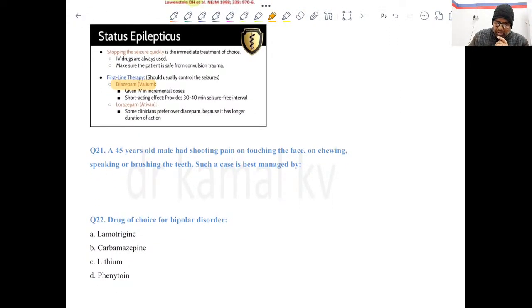Now moving forward, a male has shooting pain on touching the face, on chewing, speaking, or even brushing the teeth. Now what is this clinical condition? The sensory area of the face. So face, chewing, speaking, brushing, this is all trigeminal neuralgia. Okay? So pain in the distribution of trigeminal nerve, and such cases should be managed by carbamazepine. Clear? So they should be managed by carbamazepine.